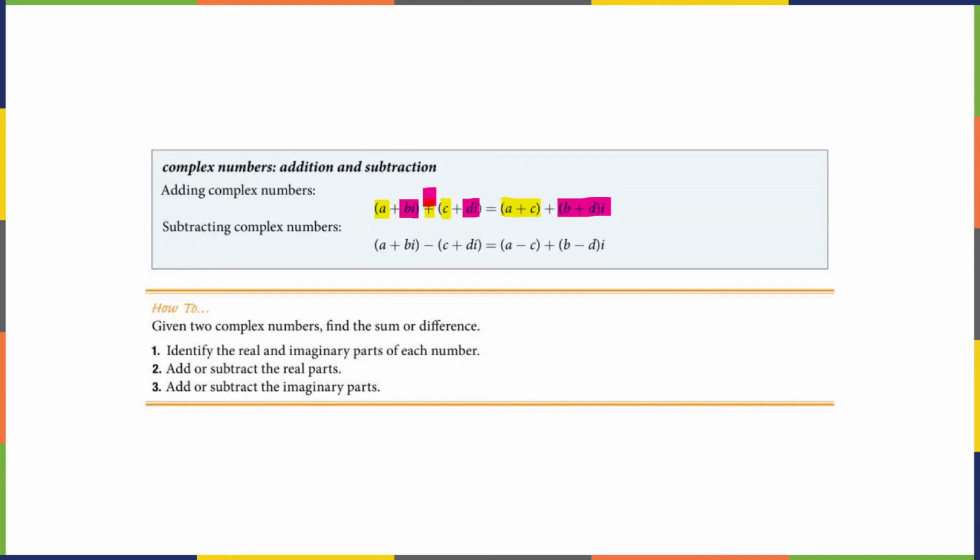You have A minus C for the real part. And for your imaginary part, you're going to have Bi minus Di, which comes out to be B minus D times i. So hopefully this is kind of an intuitive option for you. And let's go ahead and take a look at what this looks like in a practice problem.